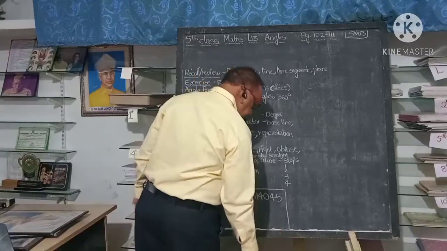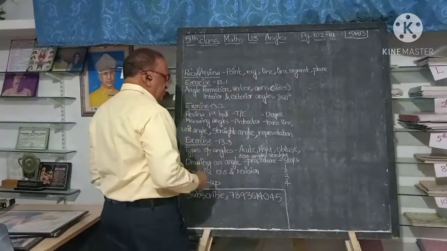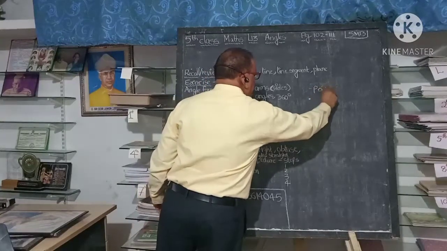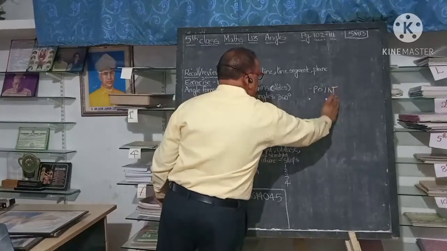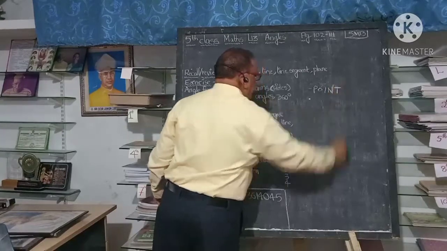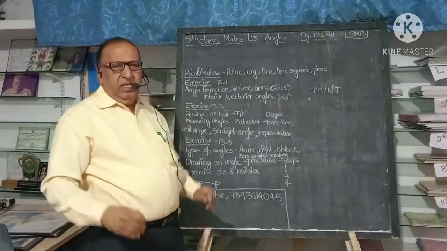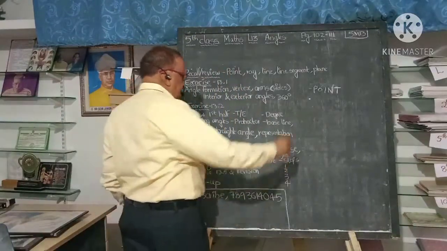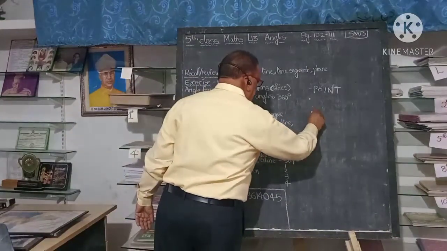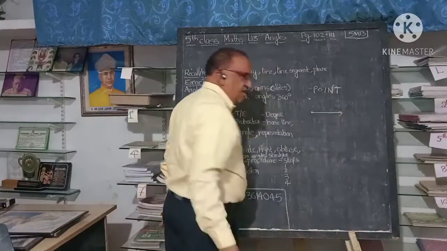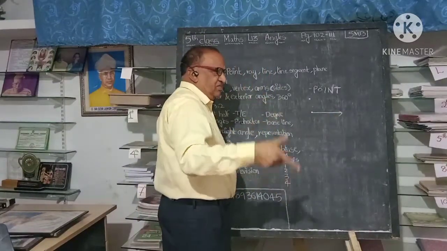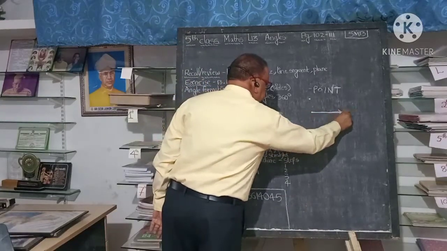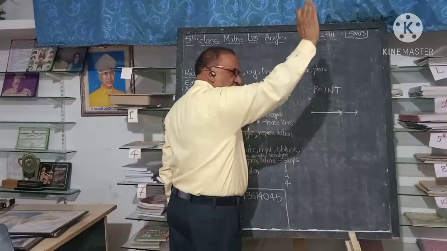Now, to review, suppose you have this one, you call it a point. It has no length and no end points, only one point. Then you have a ray. It starts at one point, and then it goes on forever.